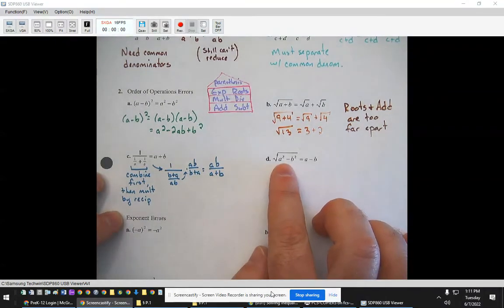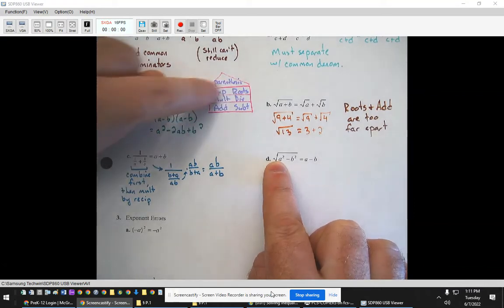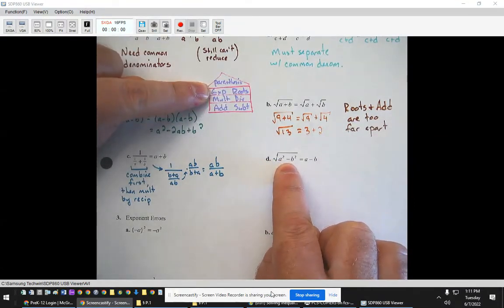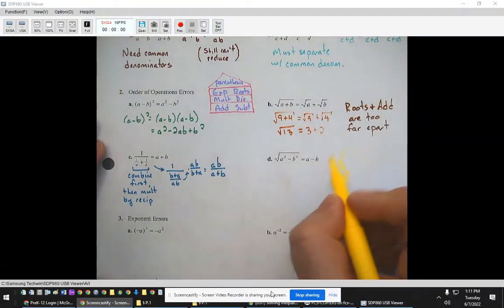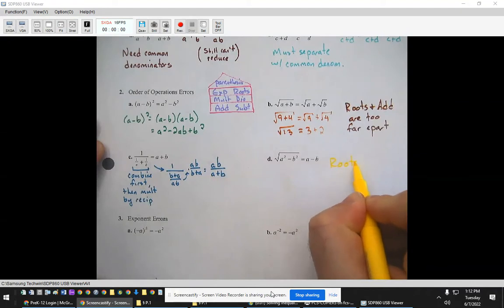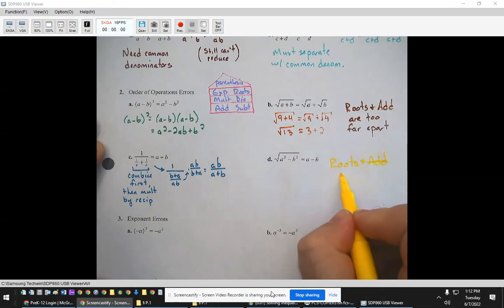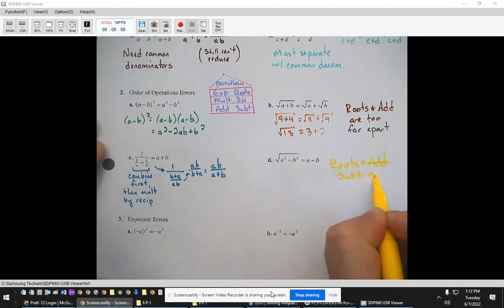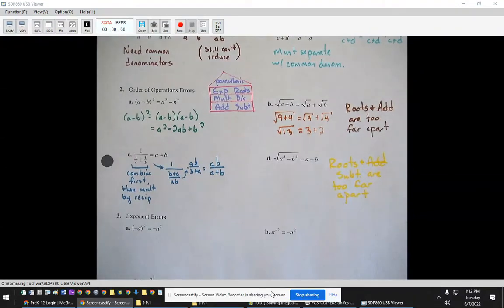Here we are again. I've got a square root and a squared. Those things work really well together. Exponents and roots are great together, but not when there's a subtract in the middle. The subtract messes this whole thing up. We cannot simplify this because roots and subtraction are too far apart. They don't work well in the order of operations. Again, I could put numbers in there and show you that it doesn't work, but you could test that on your own.